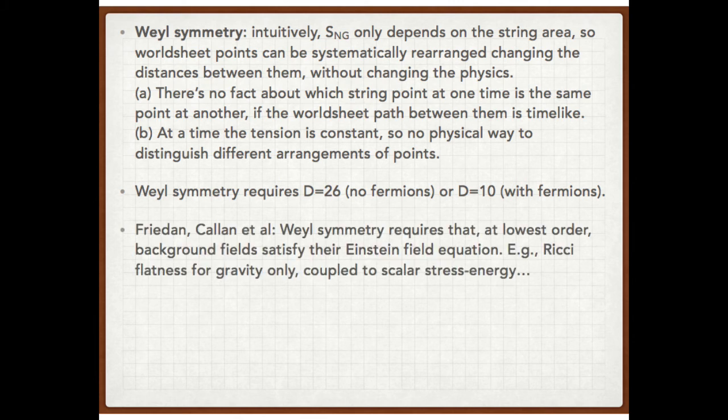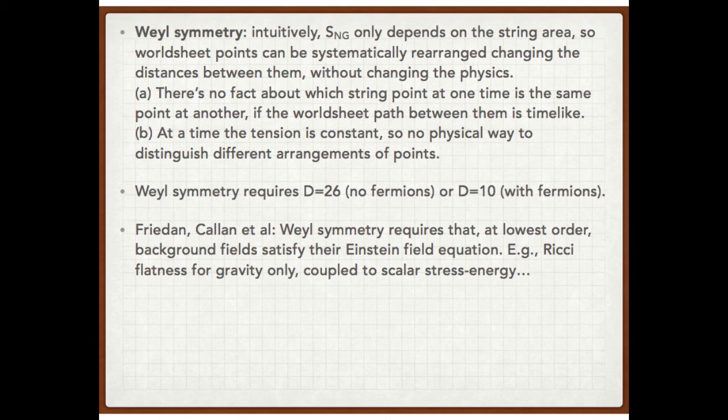Moreover, it requires, and this was proved by Friedan in the first place, and then an important paper by Friedan, Callan, and some other people, again, to avoid the quantum anomaly, which is not just a matter of choice. You just don't have a consistent theory if the anomaly is present. This is the important result.